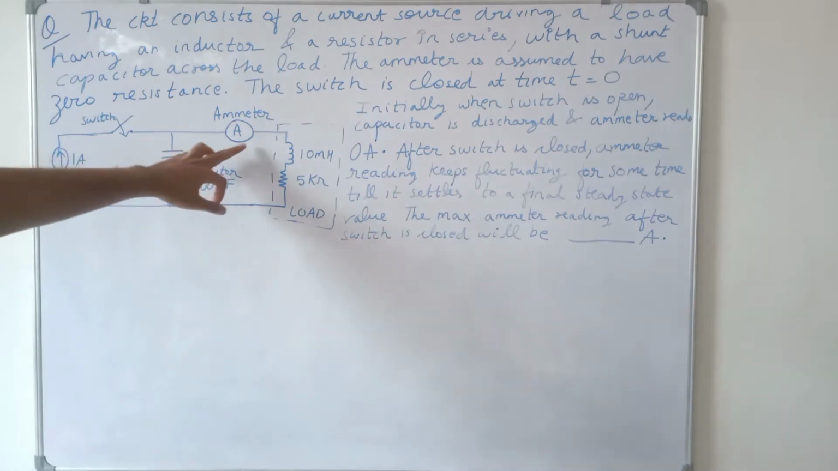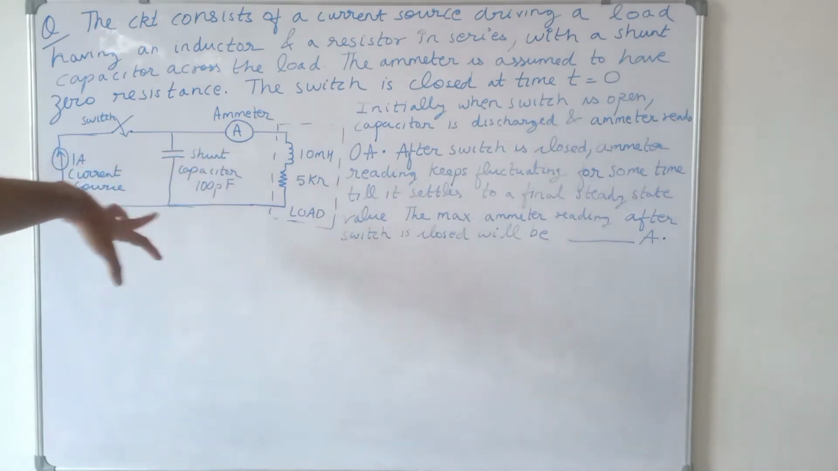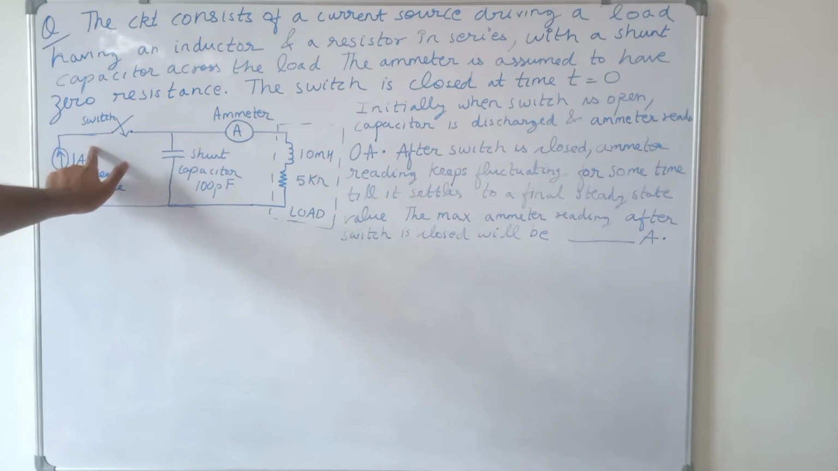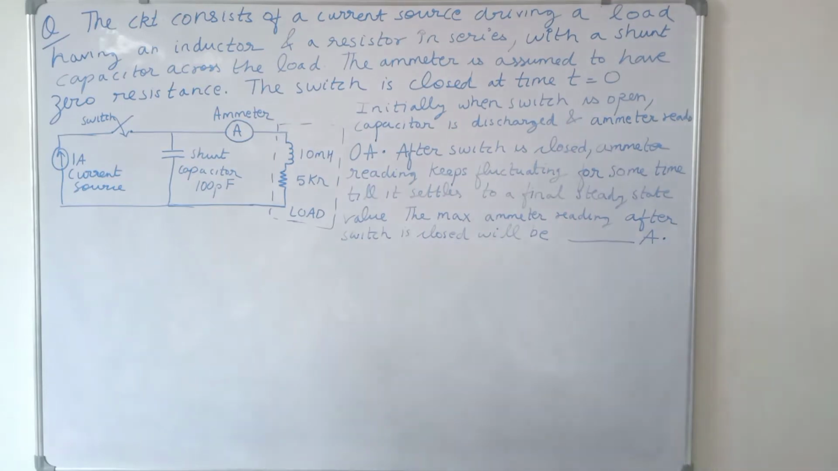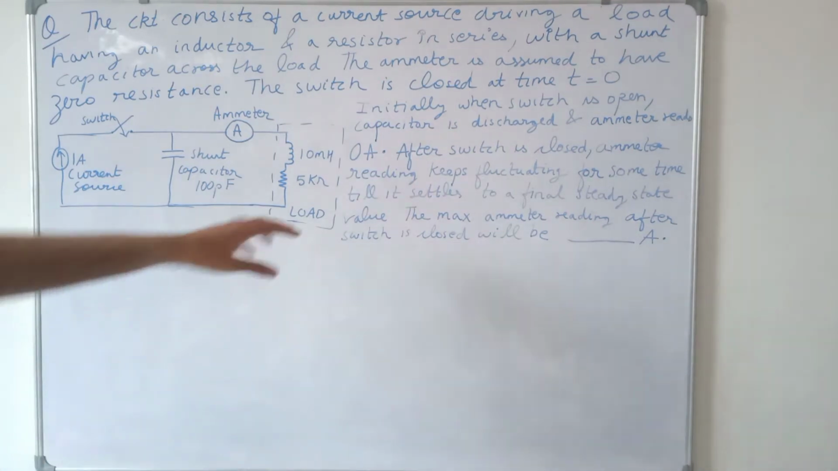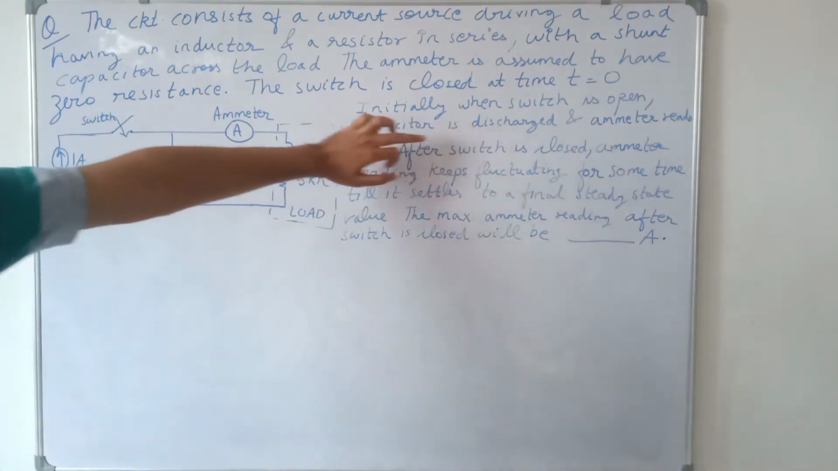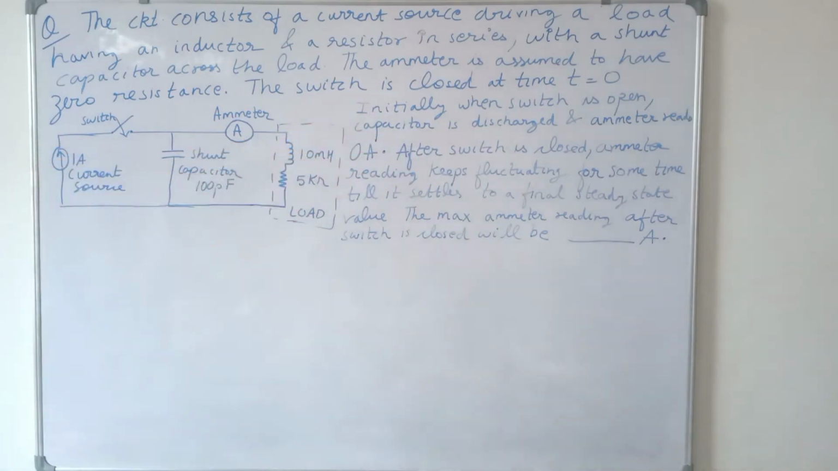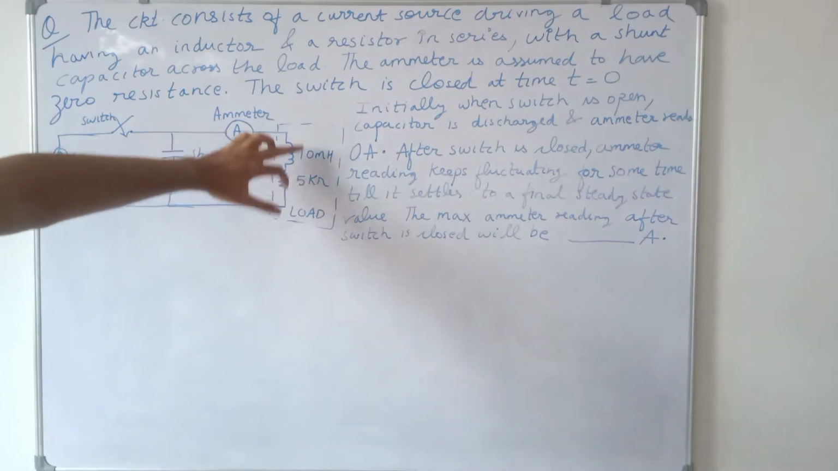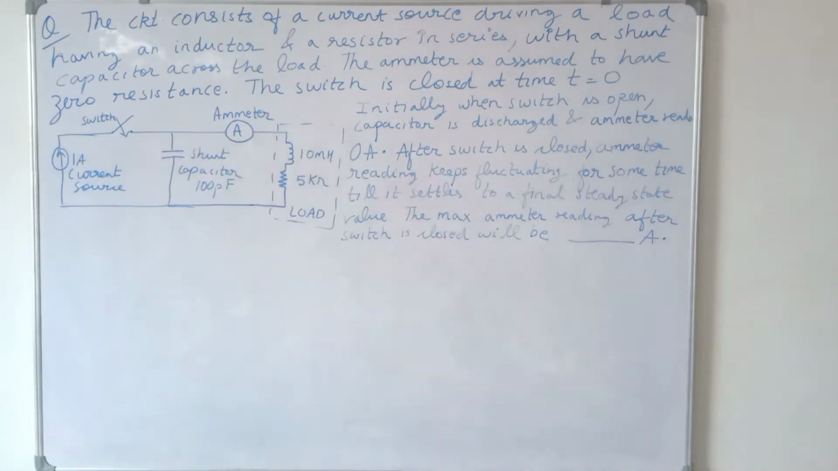Now this ammeter has zero resistance, so it is an ideal ammeter, and the switch is closed at time t equal to 0. It says that initially, when the switch is open, the capacitor is discharged. So initial conditions are 0. The capacitor is not energized, or we can say the initial conditions are 0. And the ammeter also reads 0 ampere, so the current through the inductor is also 0 ampere. So we can say that initial conditions are 0.